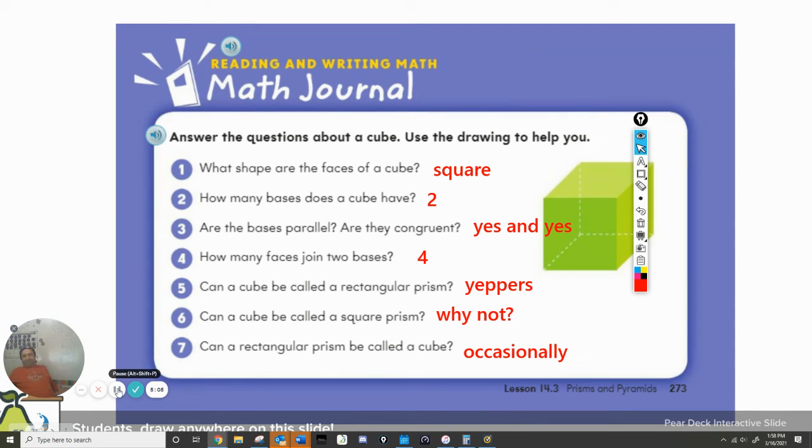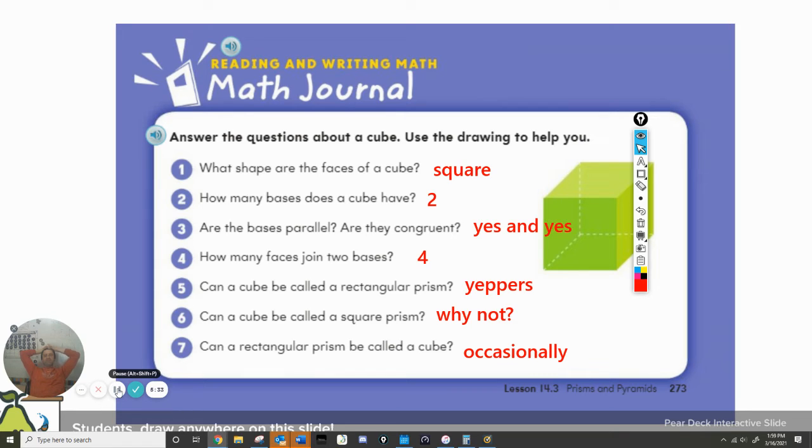All right. Is this what you got? Are the faces all squares? Yes. Are there two bases? When we're looking at a prism, we're only acknowledging two bases at a time. So yes, everything else is just a face. Are the bases parallel and congruent? Yes and yes. How many faces connect the two bases? 4. Can a cube be called a rectangular prism? Yep. Can a cube be called a square prism? Why not? Of course it is. The squares are bases, so it's a square prism.